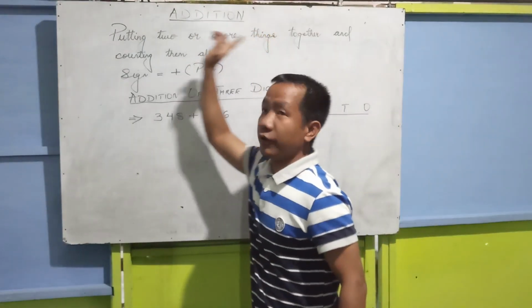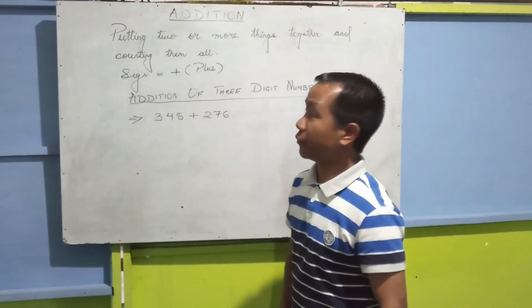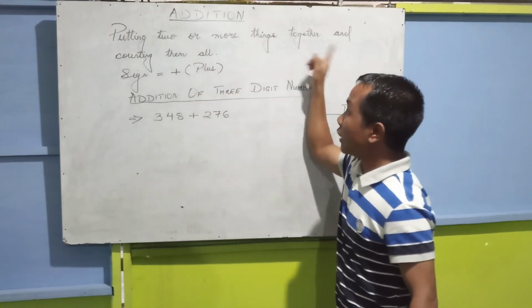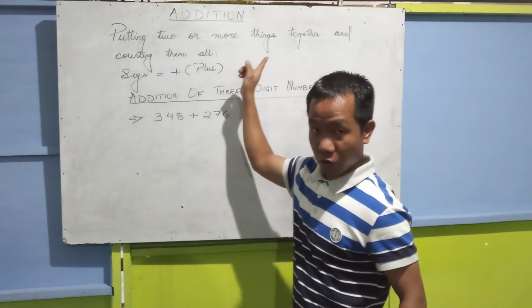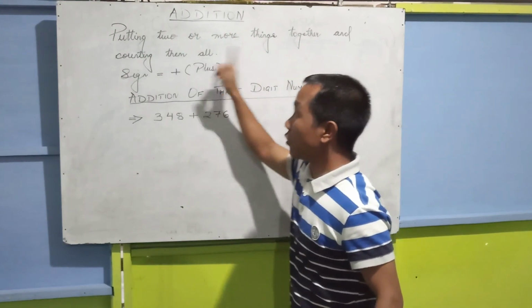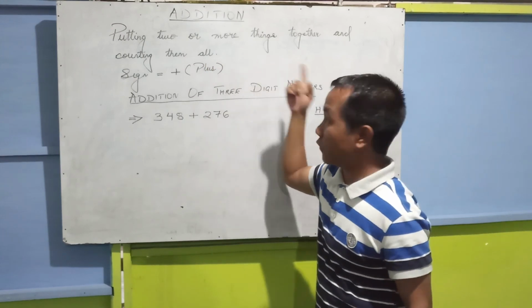Addition. In simple words, addition means putting two or more things together and counting them all. That is a simple definition of addition.